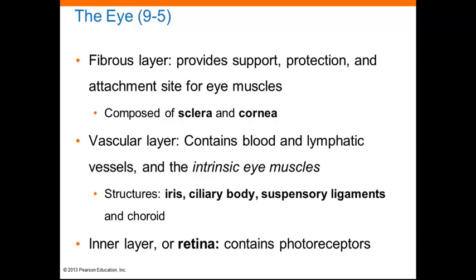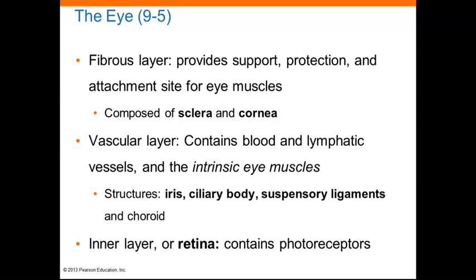Structures of the vascular layer include the iris with the pupillary muscles that change the size of the pupil, the window of the eye. The ciliary body, which contains the ciliary muscles and the ciliary processes, and the suspensory ligaments, which adjust the shape of the lens for focusing, as well as the choroid, a highly vascularized tissue.